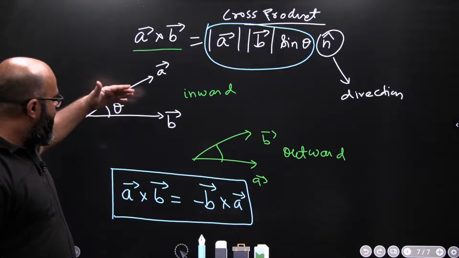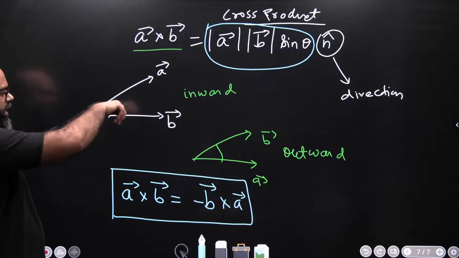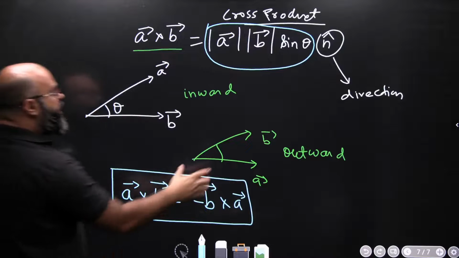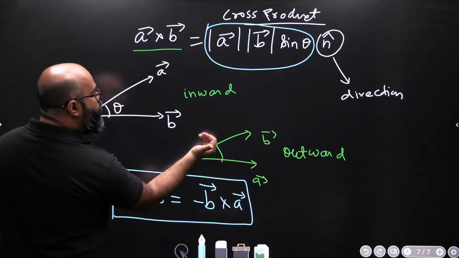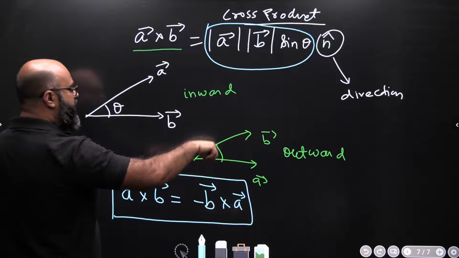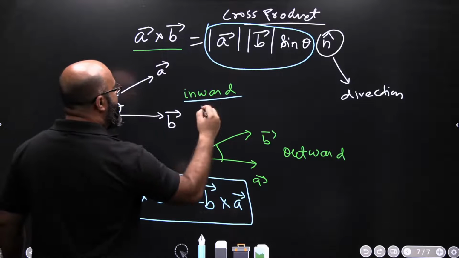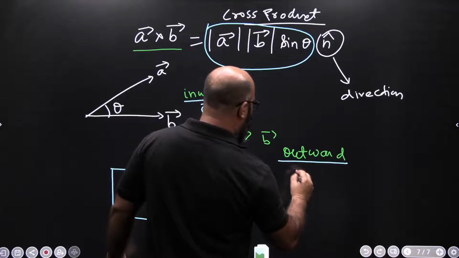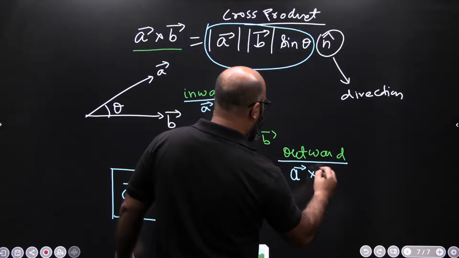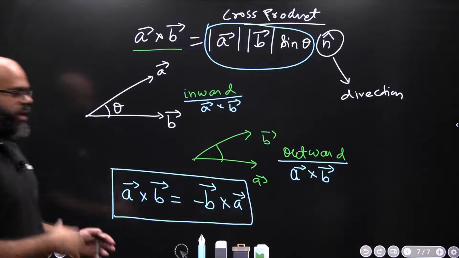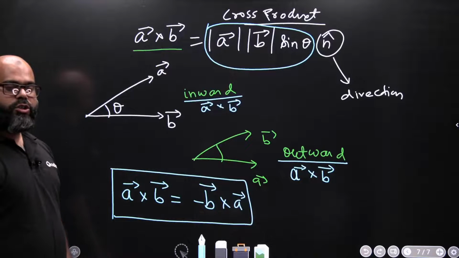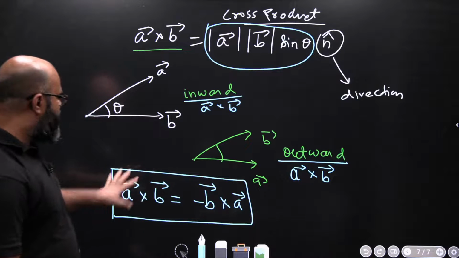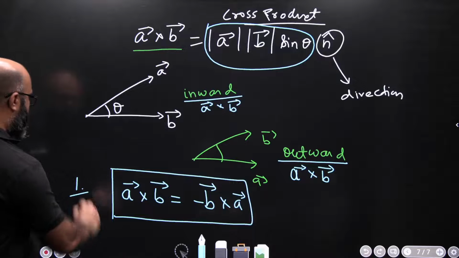Here if we take A cross B, it is inward, and if we take B cross A, it is outward. Here if we take A cross B, it is outward. Here if we take B cross A, it is inward. So I am writing here inward for A cross B and I am writing outward for A cross B. For B cross A it would be just the opposite of what it is for A cross B. So this is the first result which you have to remember for the cross product.